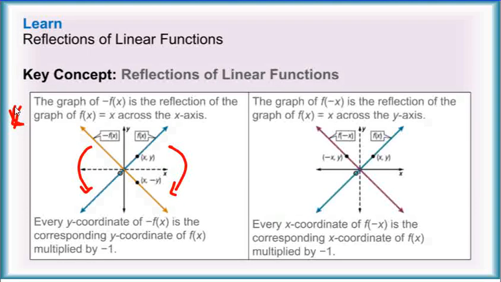And the graph of f of negative x, so if the negative is on the inside of the parentheses, it's affecting the x. That means it's crossing the y-axis, going from a positive x to now a negative x, or a negative x to now a positive x.